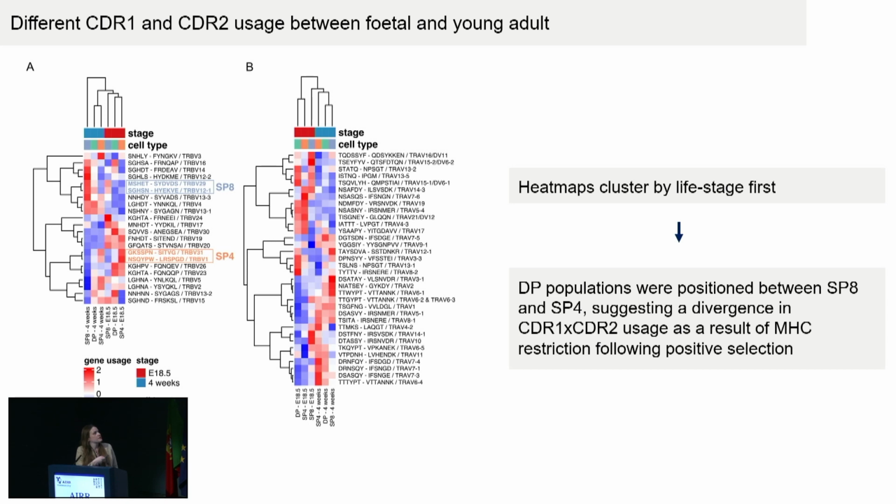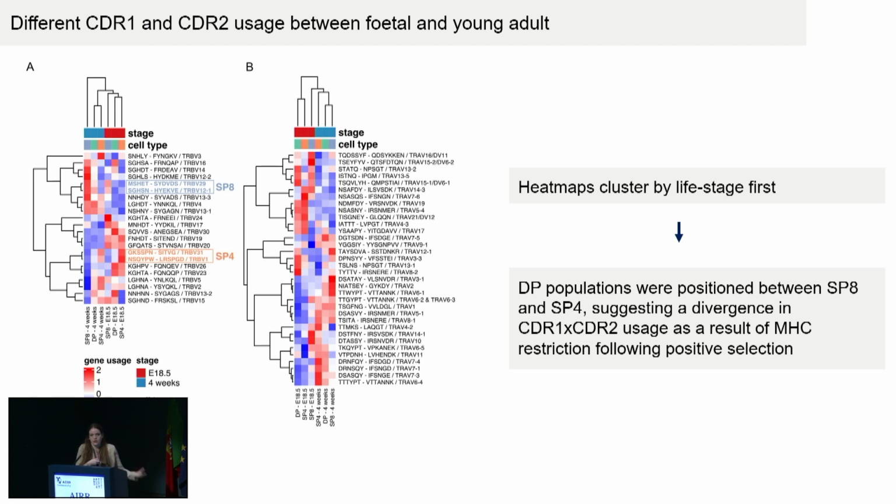And then again, these are some heat maps of the same data. So we're highlighting some that were clearly MHC restricted in both the fetus and the young adult. So there are still some V and Js that were being MHC restricted in both, as some would only appear after selection in the CD4s, while some after selection would be more in the CD8s. But still, interestingly, the heat maps still cluster by life stage first.